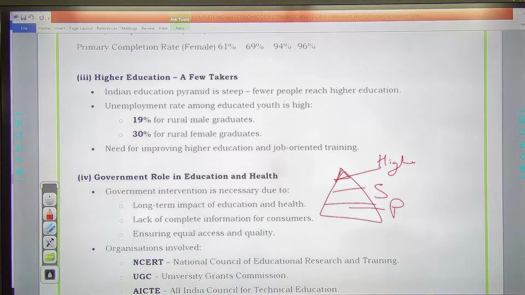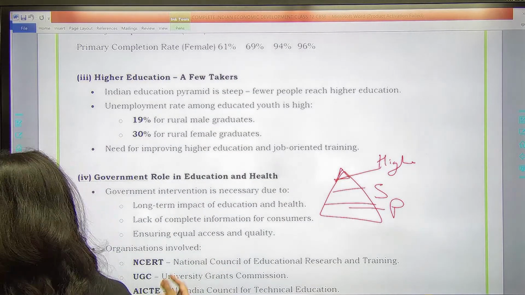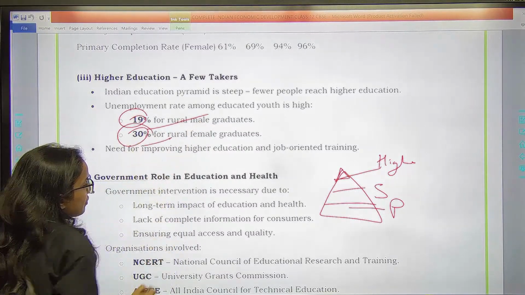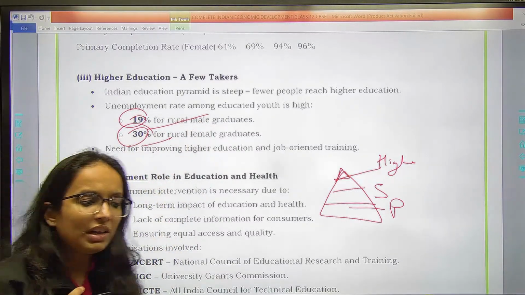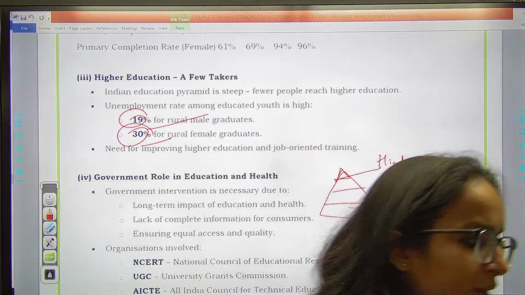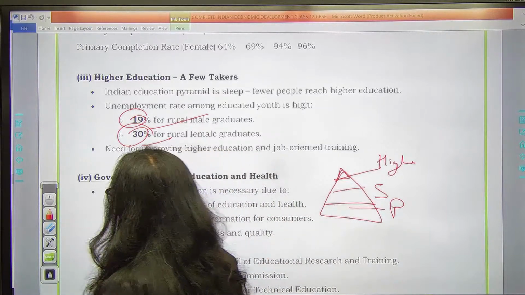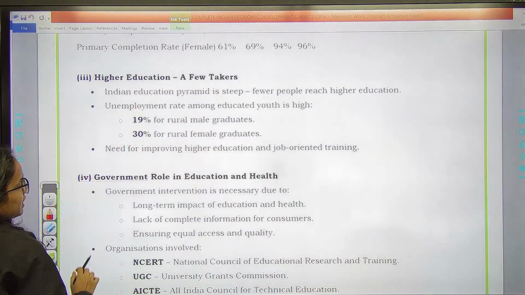So the unemployment rate among youth was very high. You see 19% for rural male and 30% for rural female graduates. Only a few people could reach there, and after that the quality was also not good. A lot of people dropped out because they could not afford it. So these were certain challenges.